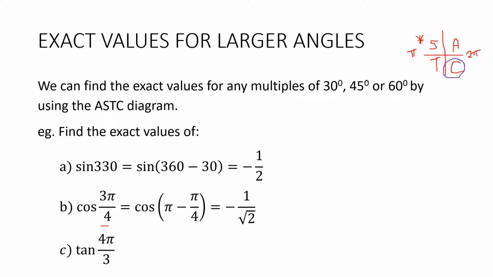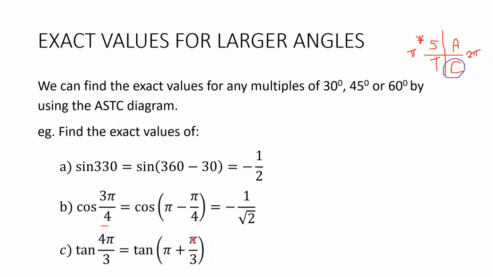Last one, tan of 4 pi on 3. Now you can see how it's greater than pi, so I want that to be in here. It's going to be pi plus pi on 3. You'll need to be pretty good at your fractions to be able to do this. So let's rewrite it: pi plus pi on 3. In this quadrant, tan is positive, so it's going to be exactly equivalent to tan of pi on 3.